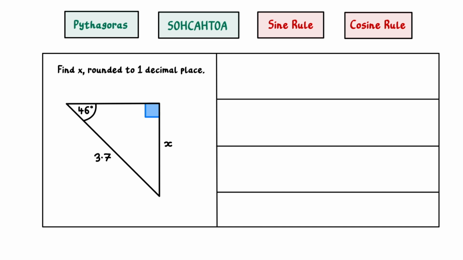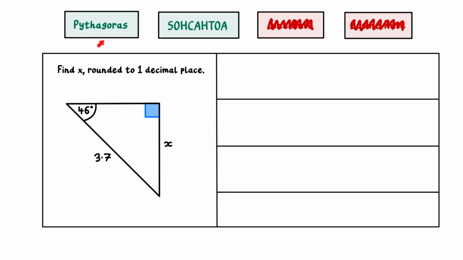In our second example, we have side lengths of 3.7 and x. One of the angles is marked as a 90-degree right angle, and another is marked as being 46 degrees. The presence of a right angle means that we'll want to use either Pythagoras or SOHCAHTOA.